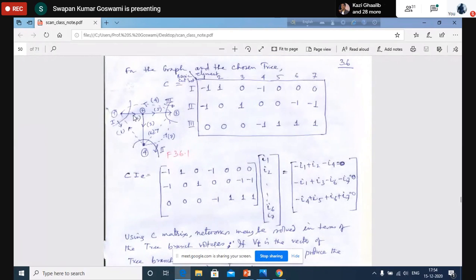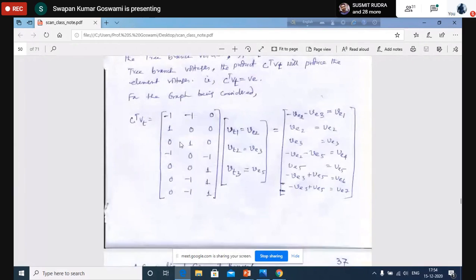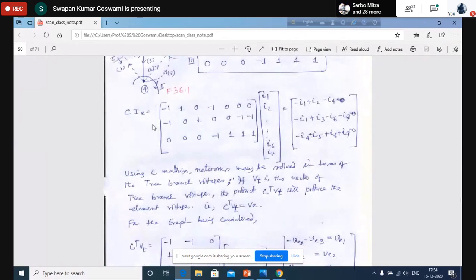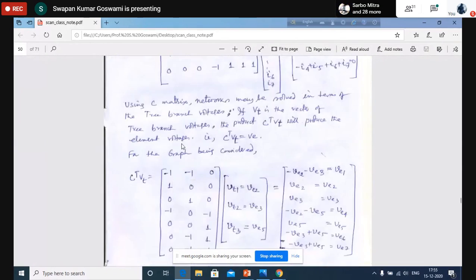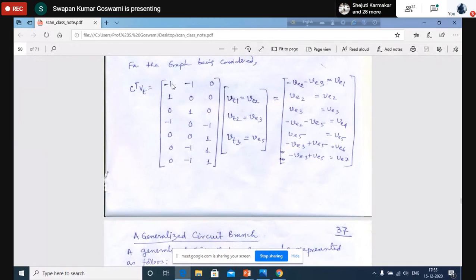There will be three voltages, VE2, VE3 and VE5, which will be the variables. VE2 means, in our case, tree branch 1 voltage, V3 means tree branch 2 voltage, V5 means tree branch 3 voltage. So these are the variables. Then these variables are pre-multiplied by the transpose of C. C was the matrix between cut-set and element, so if we take the transpose, it will be element to cut-set. Elements correspond to the rows, cut-sets correspond to the columns.